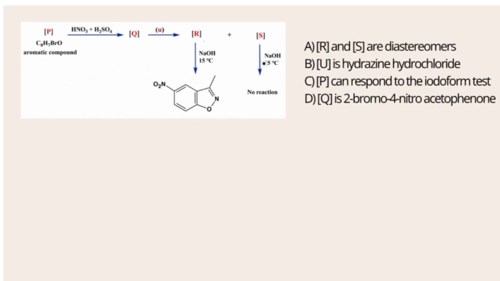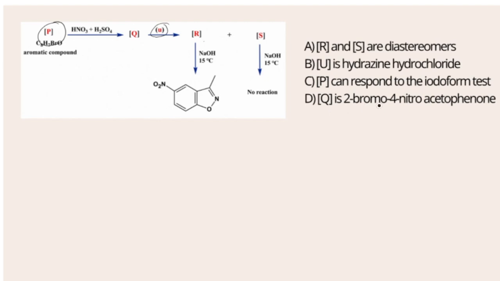They could be. U is hydrazine hydrochloride. It is a reagent. You can see there is a nitrogen. So U could be hydrazine hydrochloride. P can respond to the iodoform test. That means what? This might have a ketone functional group in the molecule, because when you look at the molecular formula, you see there is an oxygen.